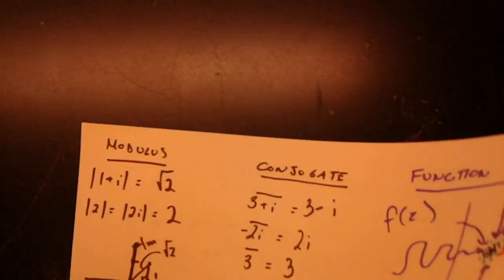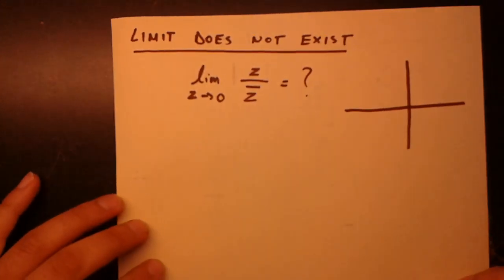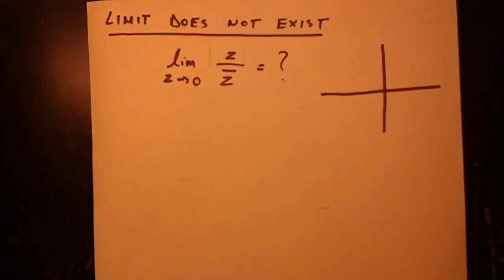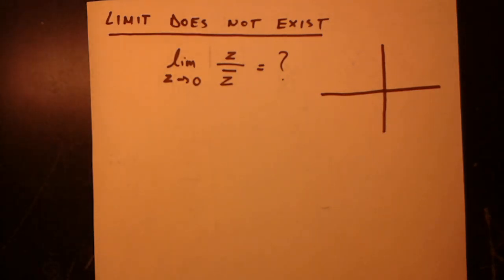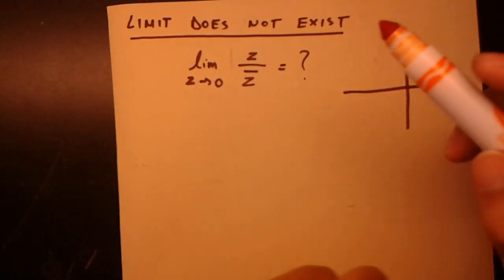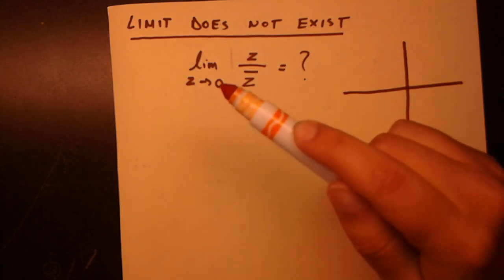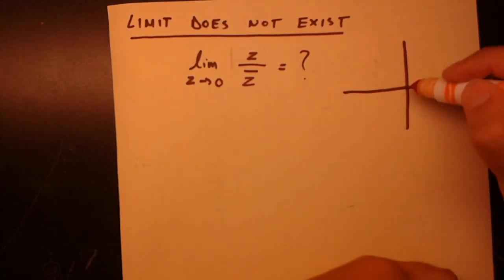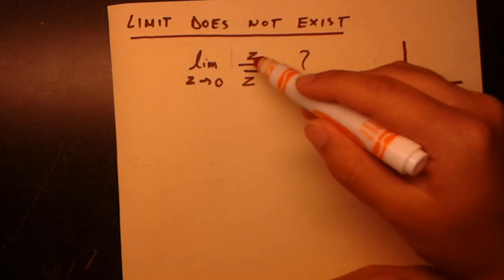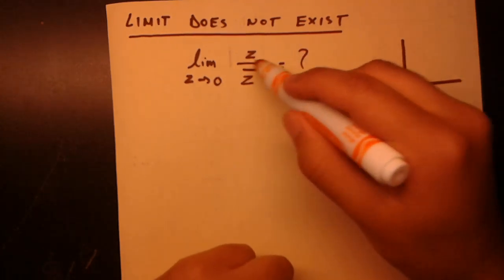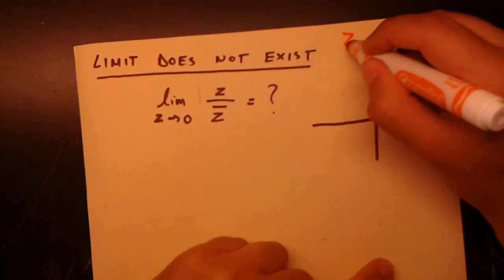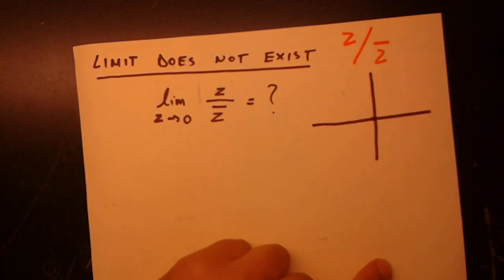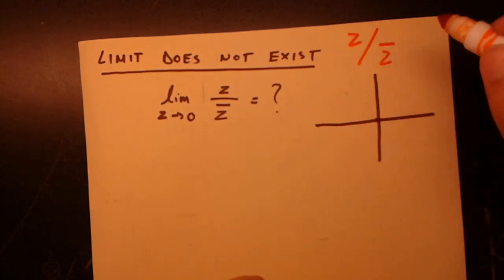So now let's just do a quick example where the limit does not exist, and we're going to see why, because it has to approach from every direction. So let's use orange for this. So here's our task. We want to find the limit as z approaches 0, so the origin, of z over z bar. So it seems I have two bars here, so let me write it in this form. z divided by z bar. And remember, z bar is the conjugate of z.